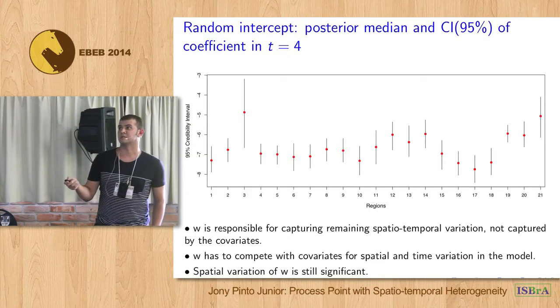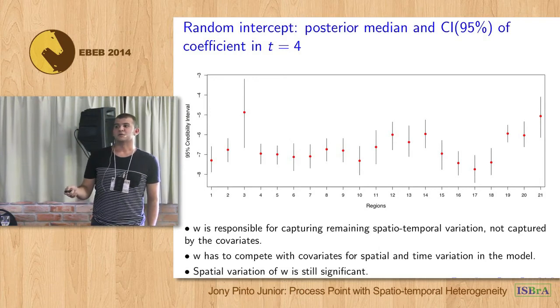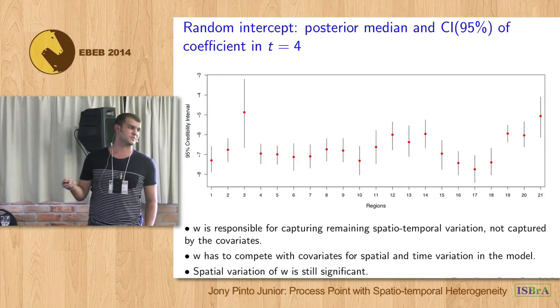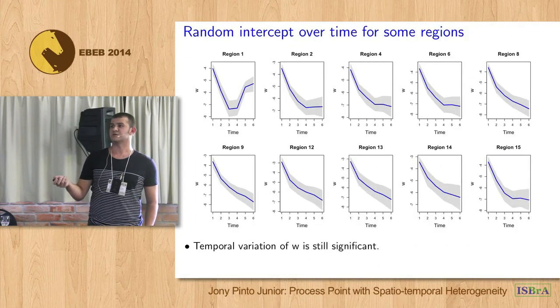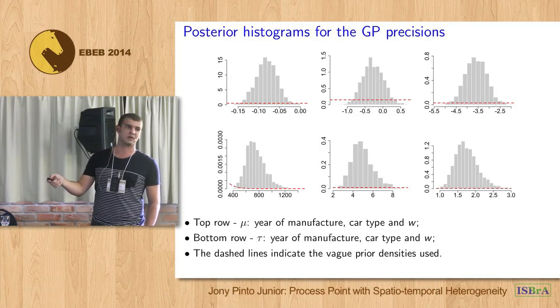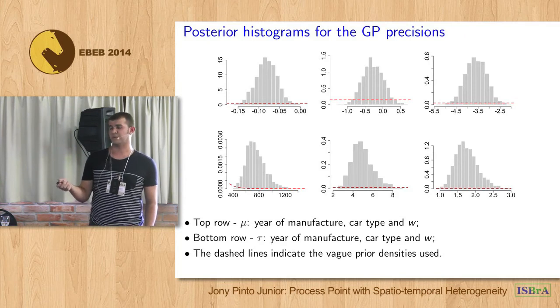Here we have results about the random intercept, W. The random intercept is responsible for capturing the main spatial-temporal variation not captured by the covariates. So it has to compete with the covariates for spatial and time variation in the model. As we can see, we still have spatial variation and temporal variation for the random intercept. Well, here we have the posterior histograms for the Gaussian process. On the top we have the mean and in the bottom we have the precision. As we can see, we have concentrated posteriors for the hyperparameters, considering vague priors.